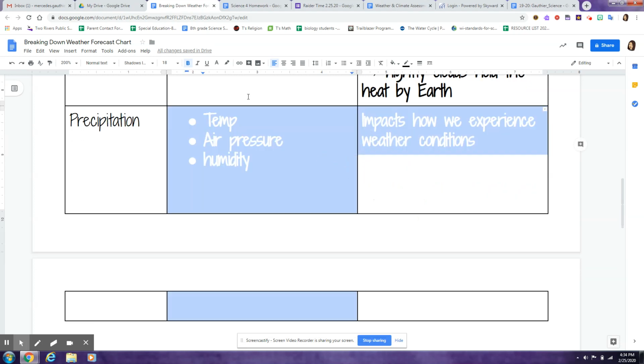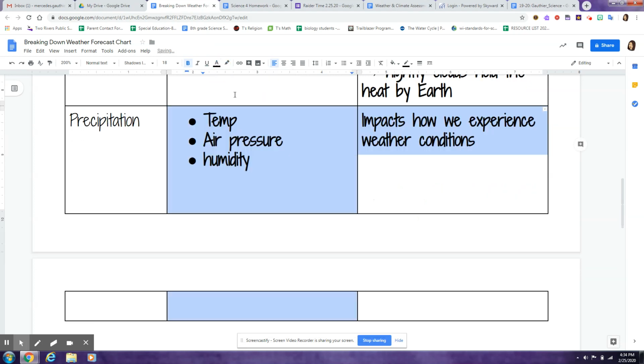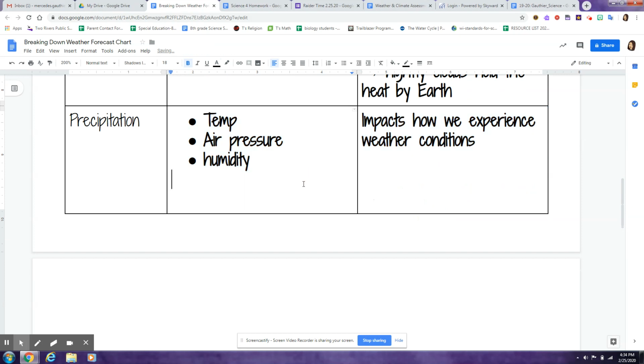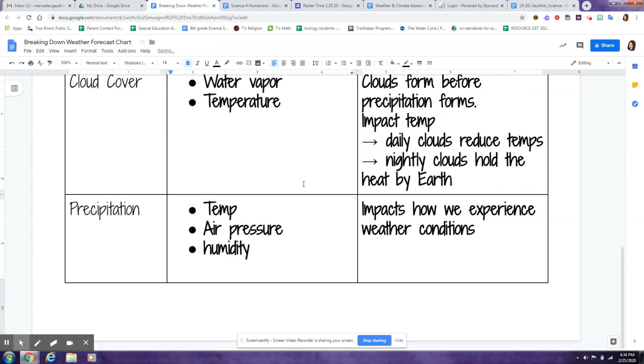All right, and the last one, which probably is the easiest one, I think. So precipitation. Precipitation is adjusted by temperature. If it's above 32 degrees, we will have rain. If it's below 32 degrees, we will have snow. If it's around 32 degrees, then we have that mix of rain and snow or sleet or things like that.